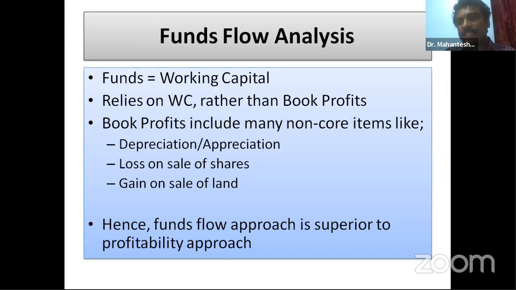So P&L and balance sheet are prepared to satisfy ICAI, creditors, bankers, tax authorities, external parties. Funds flow analysis is prepared for our own introspection, to look at our true performance, which is not possible by preparing only the profit and loss account and balance sheet. So that's about funds flow analysis and the logic behind why funds flow analysis has to be done.